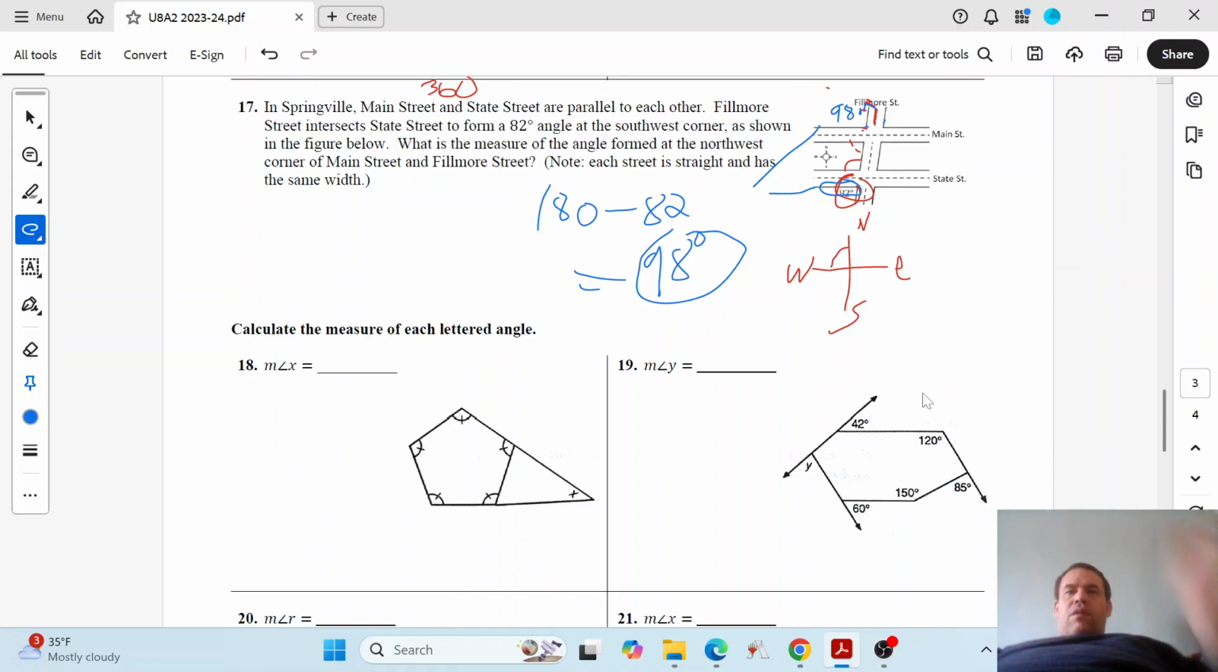Cool. Okay, calculate the measure of each lettered angle. Ooh. So this is trying to find the measure of angle X. Interesting. So important to know is what? That all these angles add up to 3. No, it's exterior angles. Add up to 360. Okay. Calculate the measure of each lettered angle.